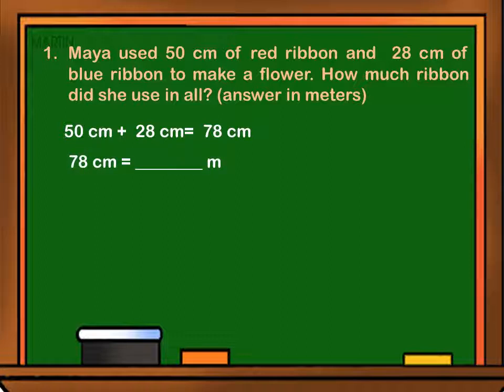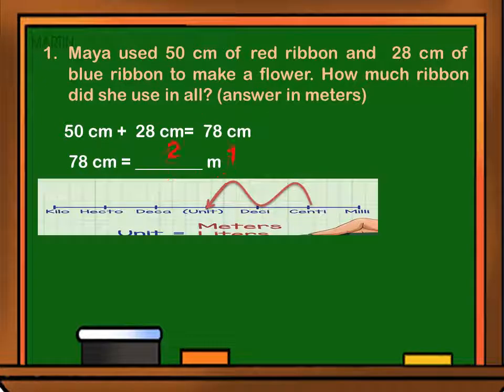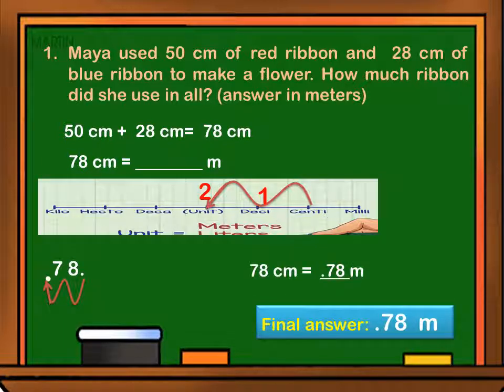Convert 78 centimeters to meters. There are two steps going to the left from centimeter to meter. So, we have to move the decimal point 2 places going to the left. 78 centimeters equals 0.78 meters. The final answer is 0.78 meters, the length of ribbon Maya used in all in unit of meter.